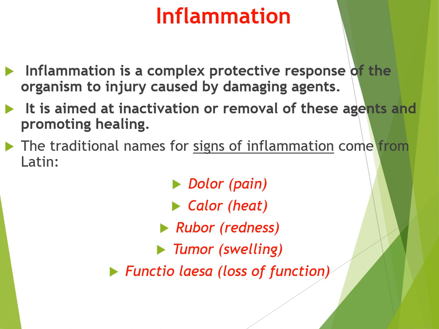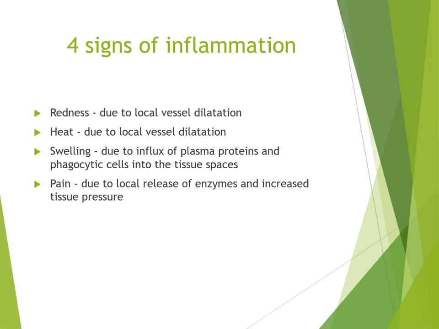The traditional names for signs of inflammation come from Latin. You know these words: dolor, which means pain; calor, which means heat; rubor, which means redness; tumor, which means swelling; and functio laesa, loss of function. And here we can see four signs of inflammation: redness, heat, swelling, and pain. Redness and heat are due to local vessel dilation, swelling due to influx of plasma proteins and phagocytic cells into the tissue spaces, pain due to local release of enzymes and increased tissue pressure.